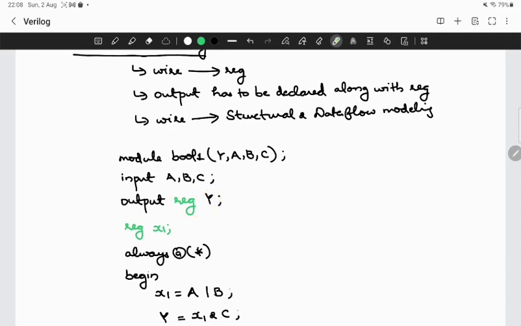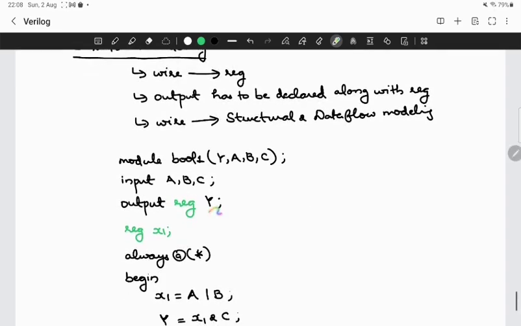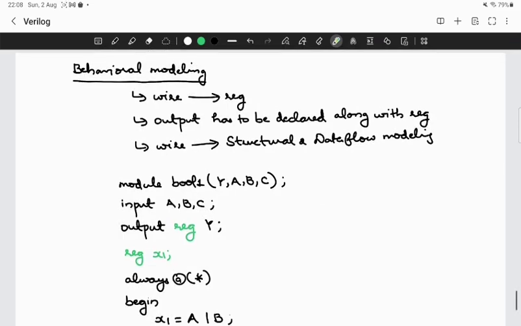So by default, the output will be declared as a wire variable. But in behavioral modeling, you have to define the output as a register. It's not a register, it's not storing a value, but while using the behavioral modeling, the output has to be declared as a reg. So again, the module definition and the inputs and the outputs remain the same.